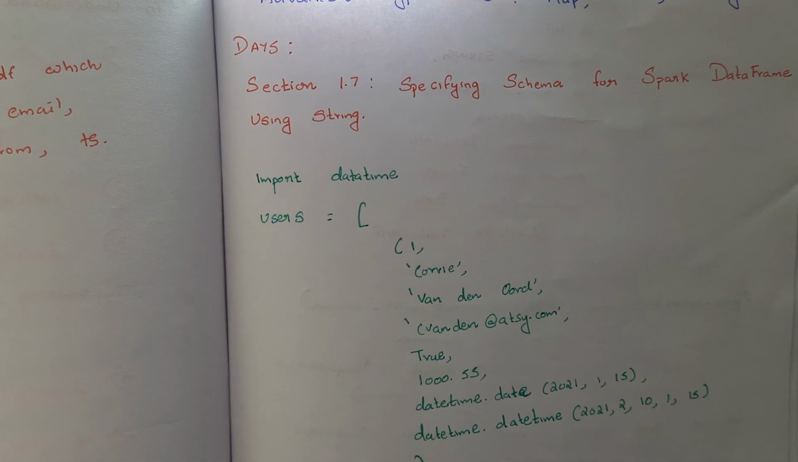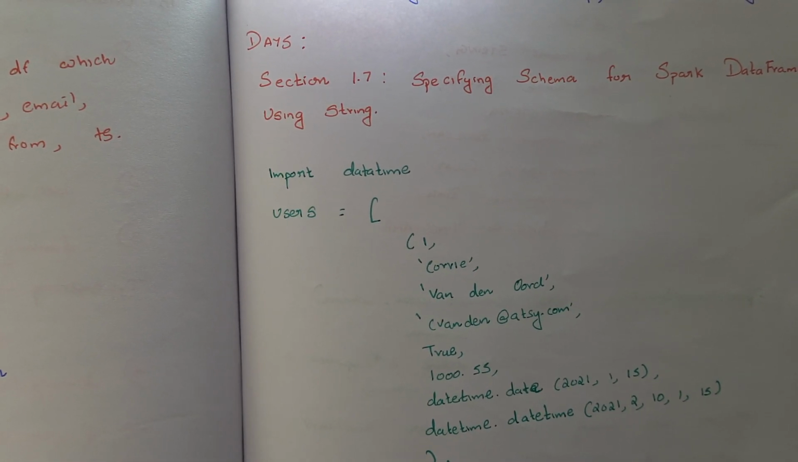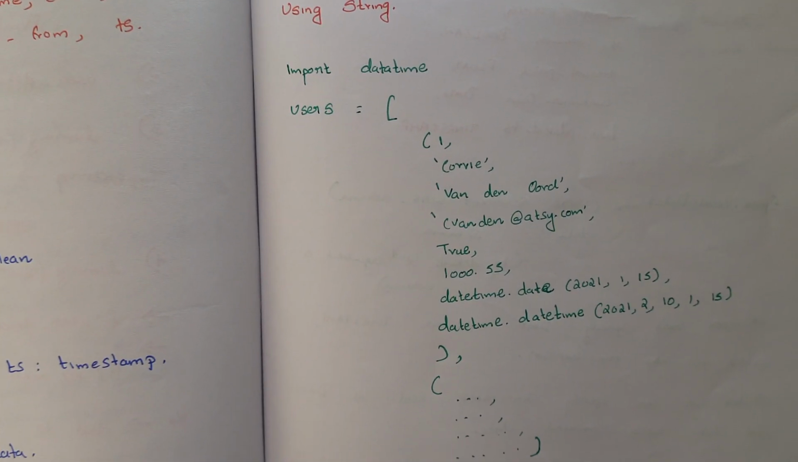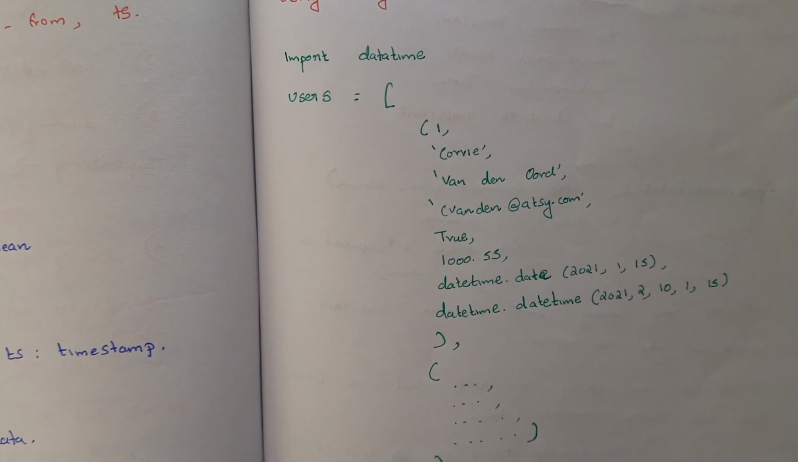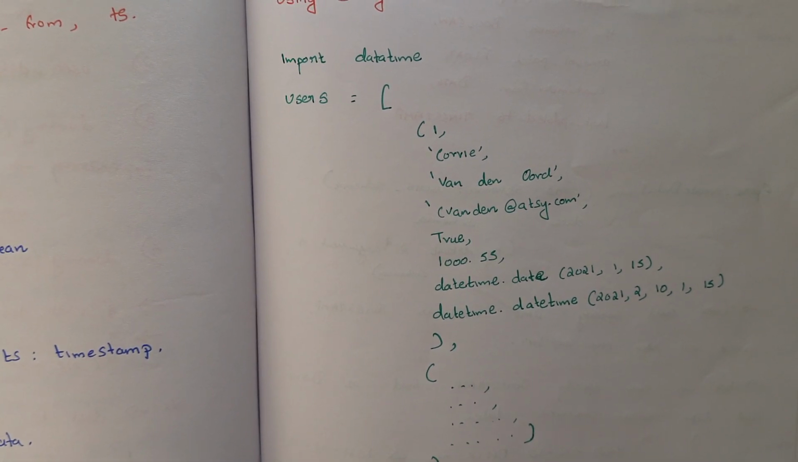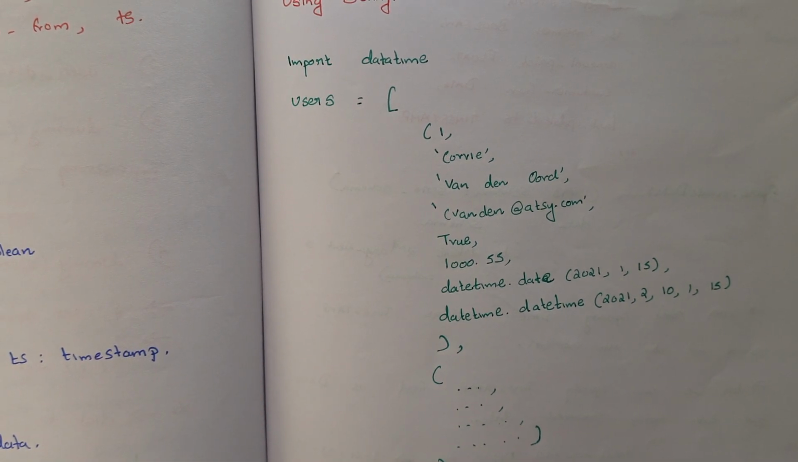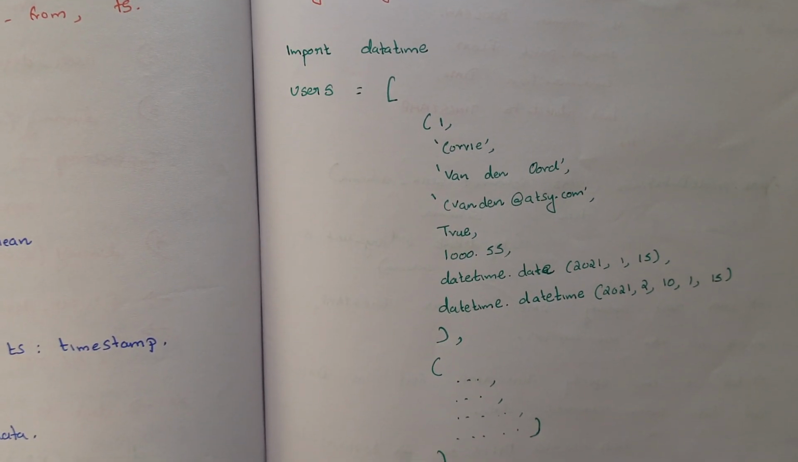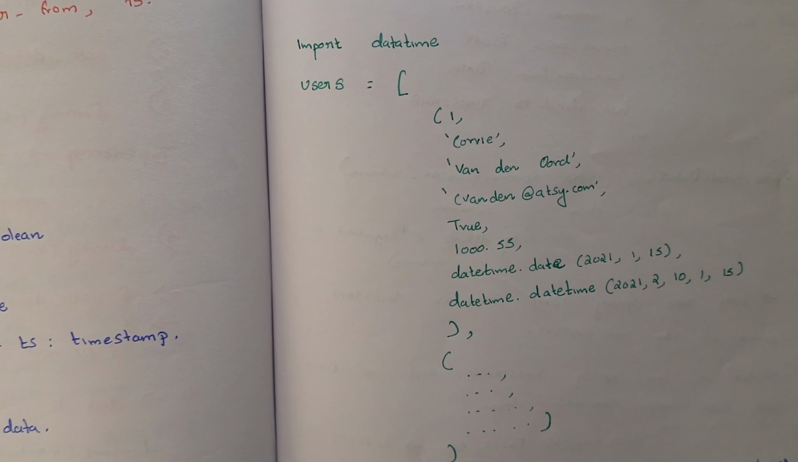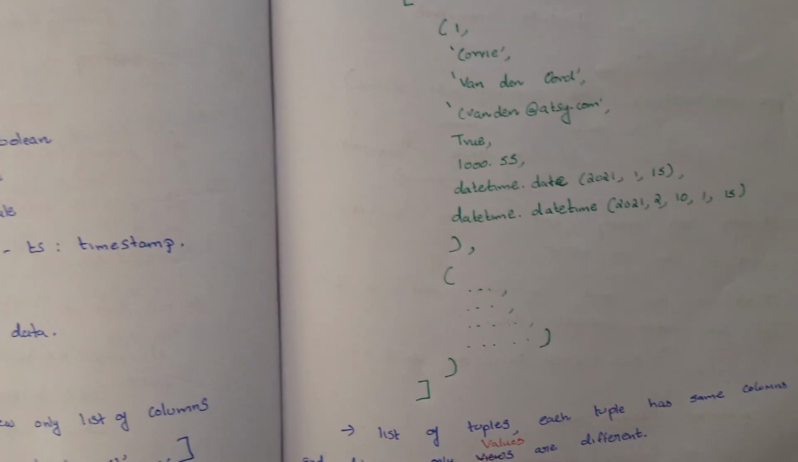Let's say you have only a data file, and how are you going to specify a schema for that? One of the ways is using a string. Let's say I have a data file, which is nothing but users, a list of tuples. Inside each tuple I have multiple user values like user id, name, and then multiple date fields. So I try to cover multiple data types in a single tuple. So let's say I have multiple tuples like this.